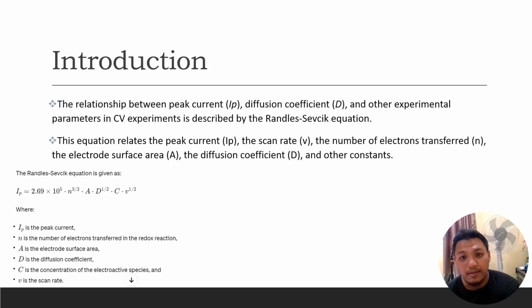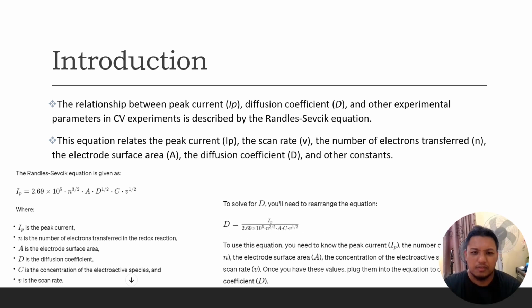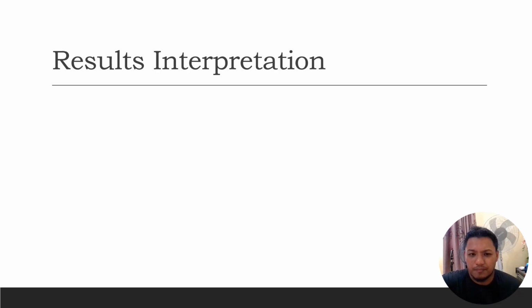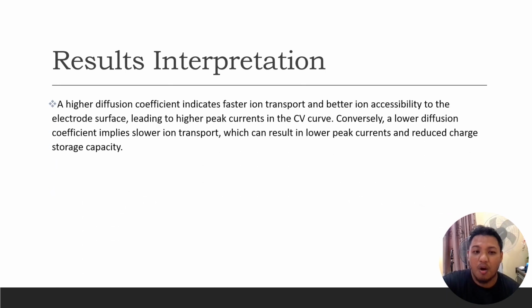Okay, this is the Randles-Sevcik equation that you need to dive into when you are dealing with the diffusion coefficient. To solve for D, you need to rearrange it and you can get an equation like this one: D equals Ip divided by other constants. So, the results of interpretation: how to interpret the diffusion coefficient.